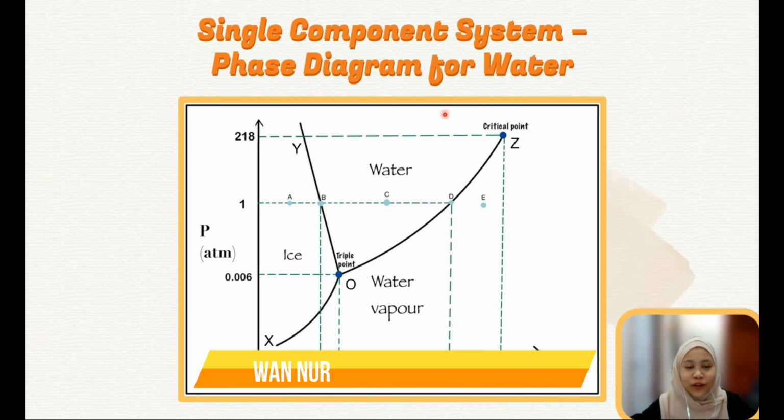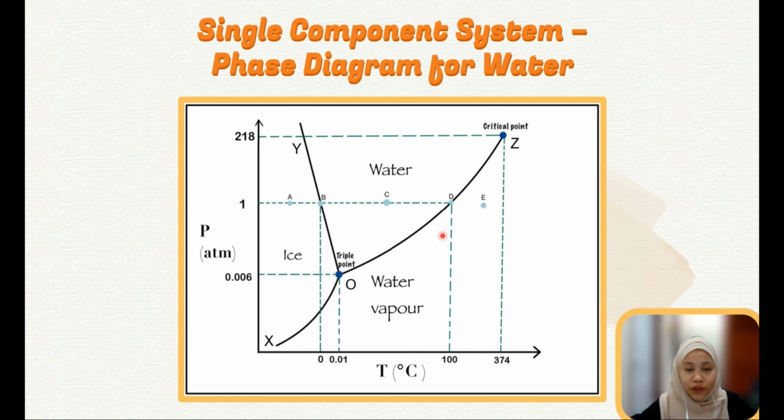So this is the phase diagram for water. It involves 3 different phases represented by 3 different curves. The first curve is the OZ curve. It is the vaporization curve, or the liquid and vapor boundary. At point Z, it has a critical pressure of 218 atm and a temperature of 374 degrees Celsius. This curve represents the vapor pressure of liquid at various temperatures. At 1 atm, the corresponding temperature is 100 degrees Celsius, which is the boiling point.